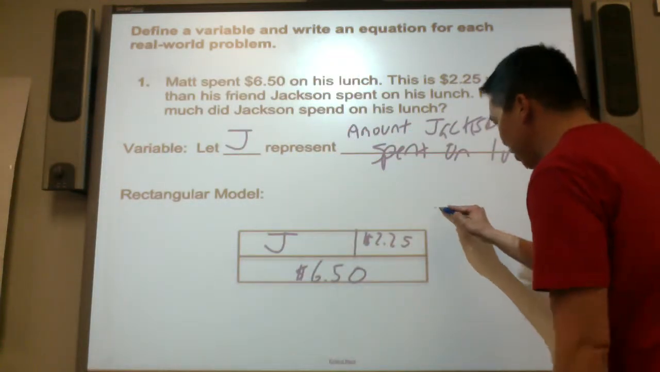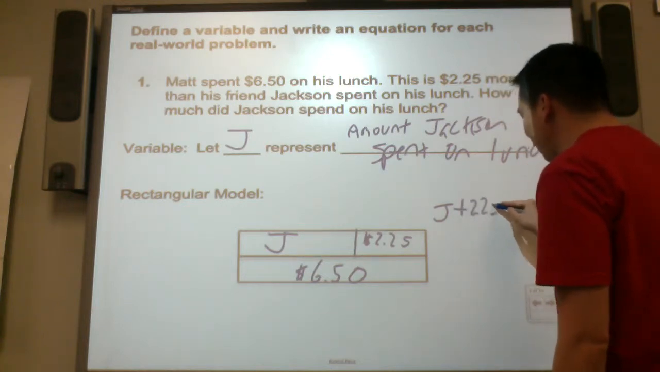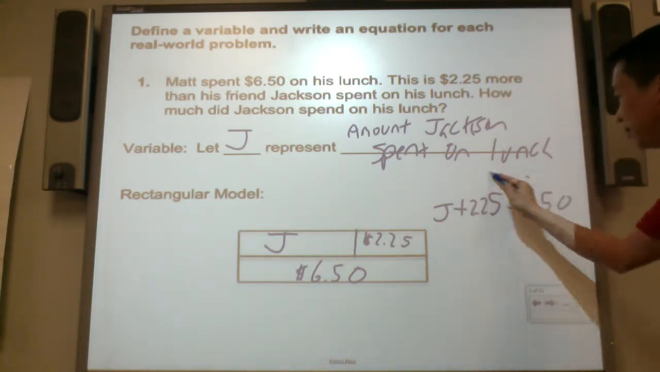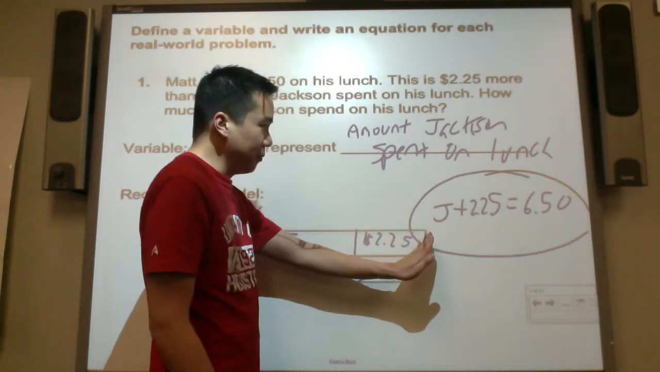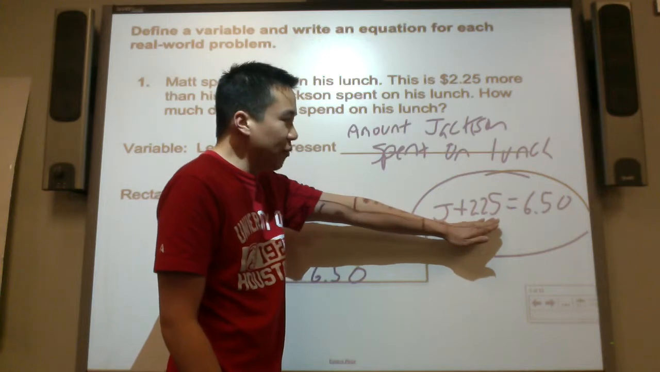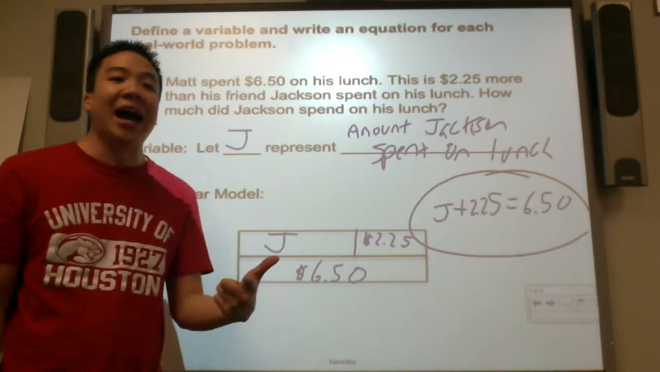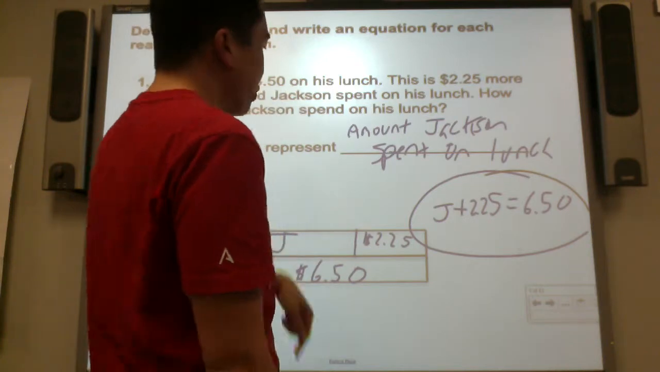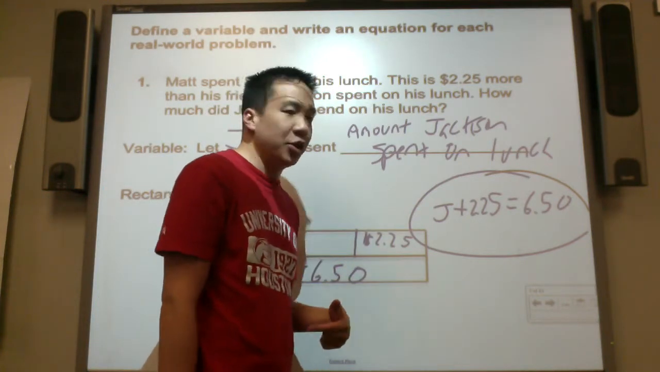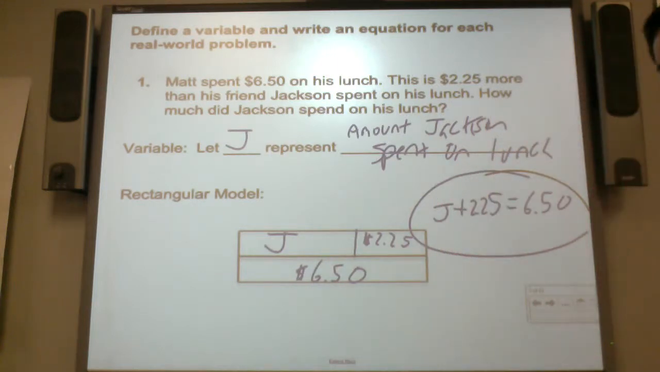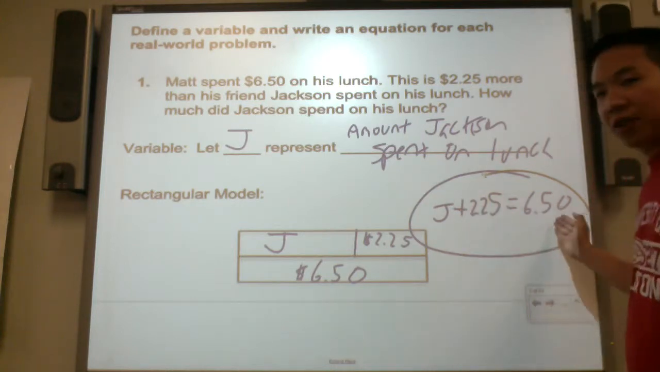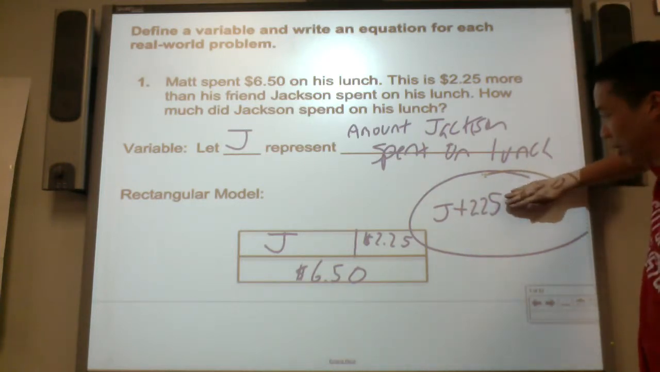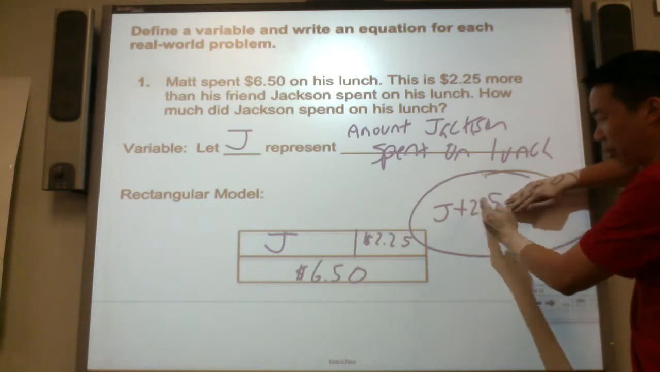So taking this, let's see. Our first rectangle says Jackson plus $2.25 is equal to $6.50. There is our equation. We're not going to solve it. You didn't ask us to solve it. Just want to know, can you set it up? So Jackson spent money. If he had spent $2.25 more, it would equal the same amount as Matthew. So J plus $2.25 equals $6.50. And why is this an equation again instead of an expression? Because it's this and that. It's equal to something. You can solve it. If it had been an expression, it would have just been a variable or symbol with an operation and with a number.